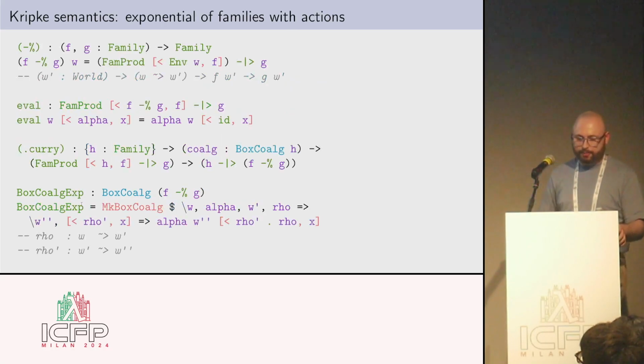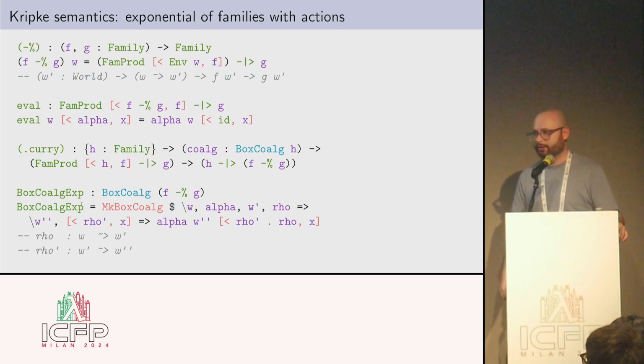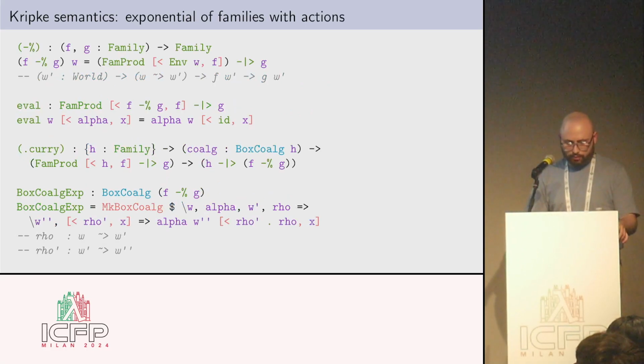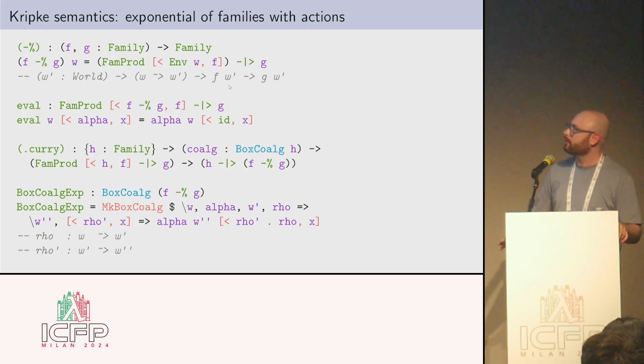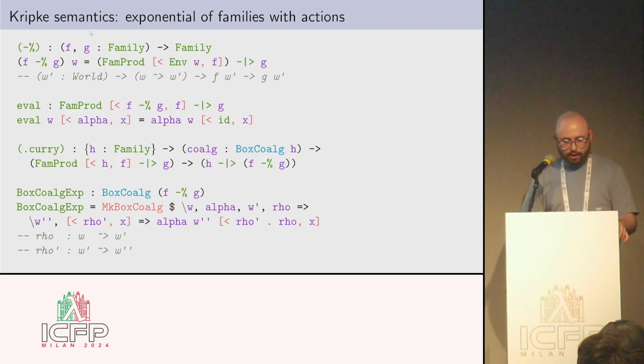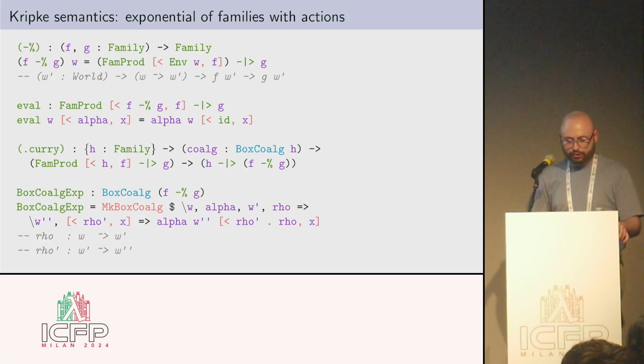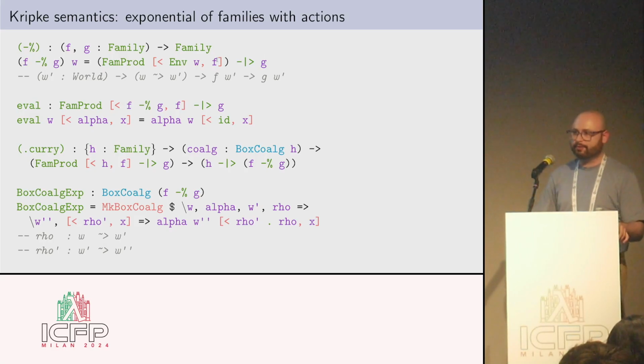Now, for the most interesting bit, we have the exponentials of families with actions. So before, when we defined this arrow type here, that was a map between families. But now we want a map between families with actions. And not only that, we want to turn that into a family itself. So here, if I have F and G, which are families, and I want to make a new family, which is the maps between F and G, we define it as below. So a map from F to G in world W is just a map of families, but it's not just a map of families from F to G. We also add M of W here.